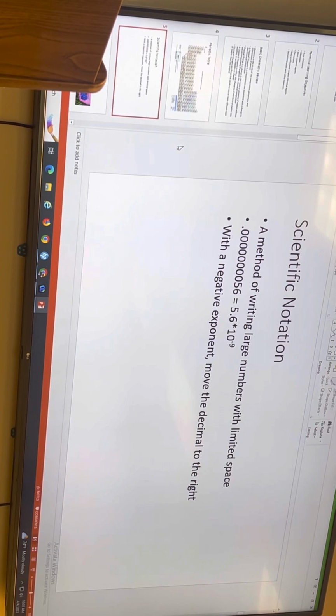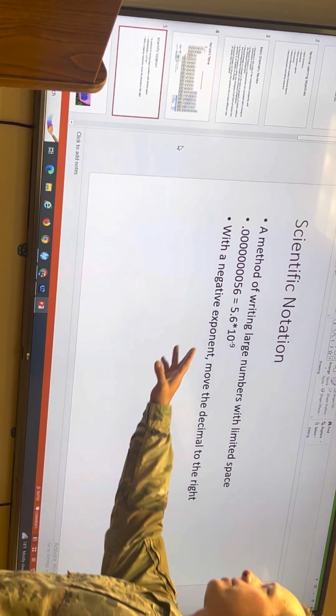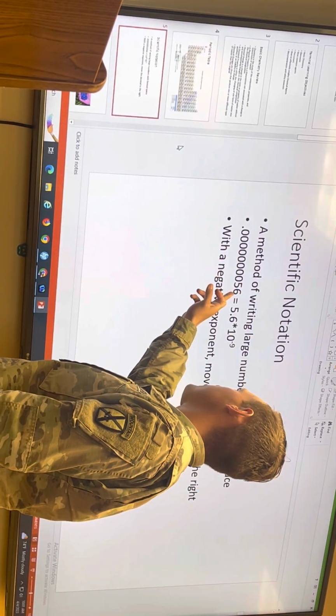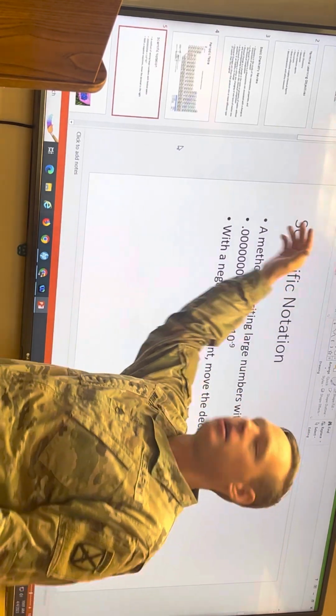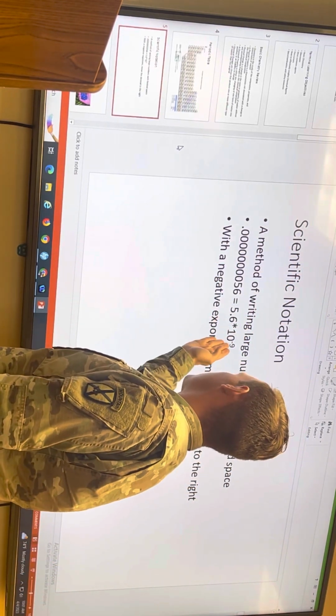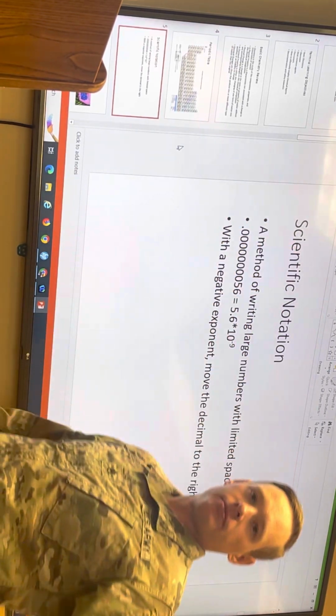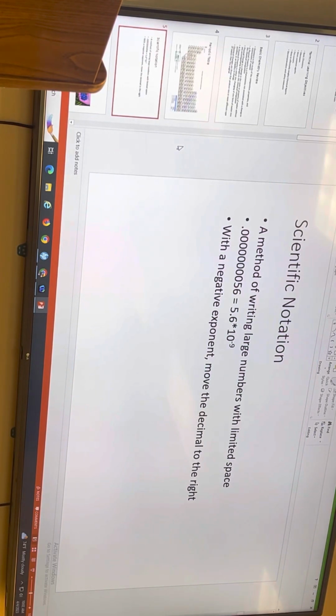Scientific notation, very important. Make the large numbers small and make the small numbers manageable. Count the zeros. So, to get a negative exponent, we move the decimal to the right. We start here, and go 1, 2, 3, 4, 5, 6, 7, 8, 9. 10 to the negative 9. Now if we go here, a positive exponent, we're going to move it to the left to expand it out. Make sense? Really easy stuff.